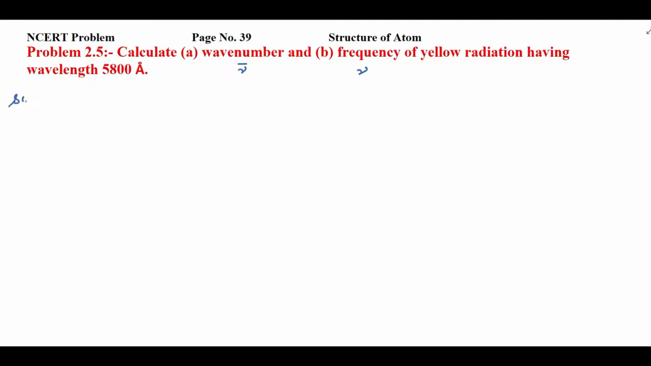So first of all, we'll see wave number, right? So wave number, it is denoted by nu bar, is inverse of wavelength, right? That means 1 by lambda. So wavelength we are having 5800 angstrom.